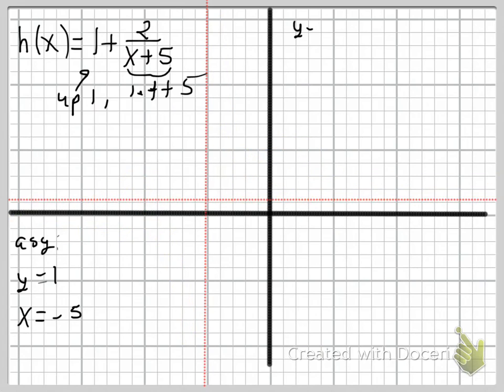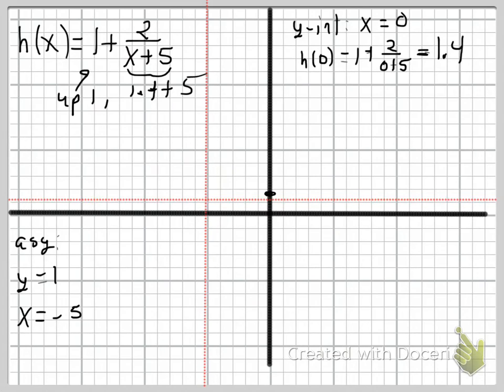So I think we find the y-intercept first, and that's when x is 0. So h of 0, we just plug 0 in. Okay. So it'll be 1 plus 2 over 0 plus 5. That'll be 1 plus 2/5, and if you want to use your calculator, that's 1.4. Or you could leave it as a mixed number, 1 and 2/5.